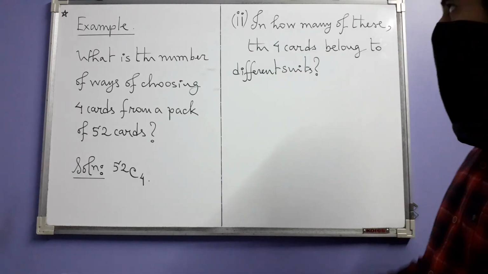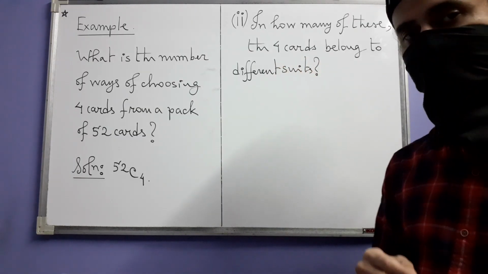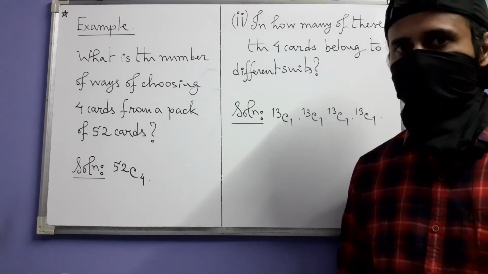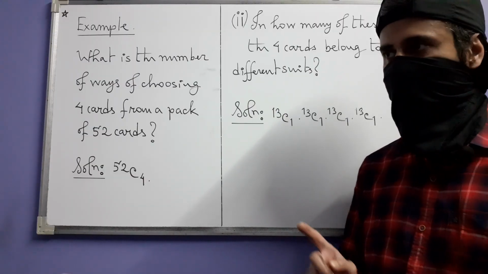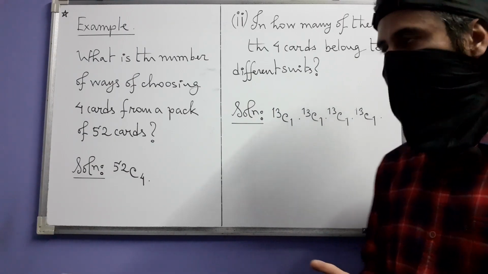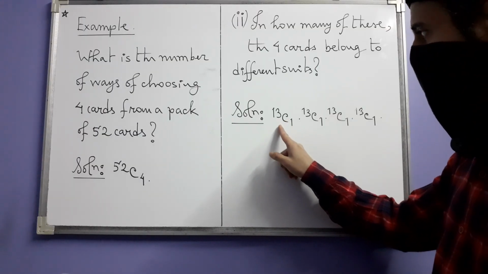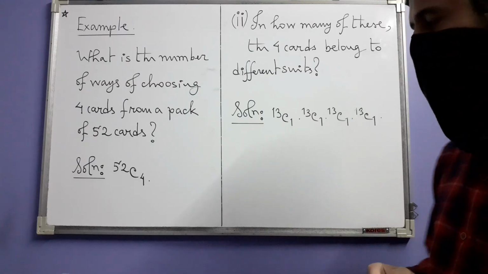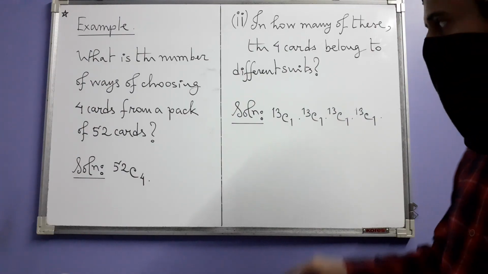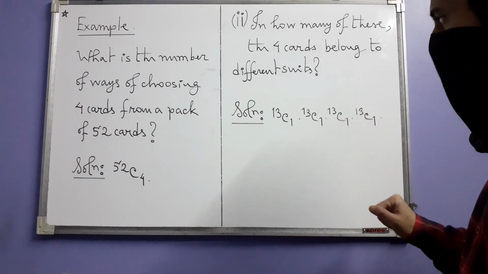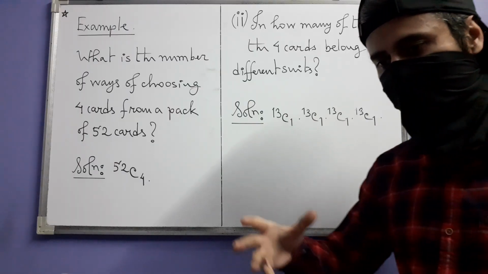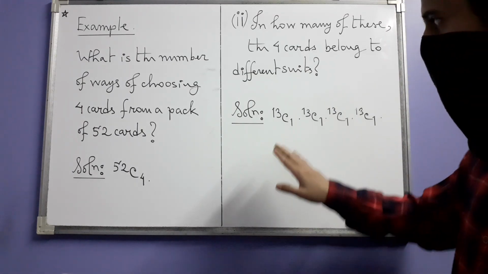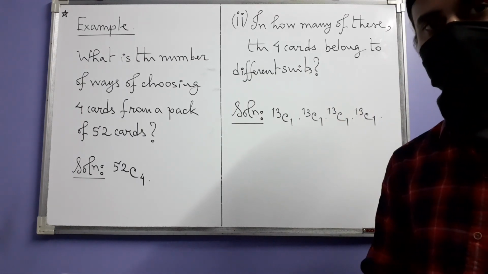Next, part 2. In how many of these the 4 cards belong to different suits? Because we have to choose the 4 cards from different suits, and there are 4 suits, so 1 card has to be chosen from each suit. From a suit, a card can be chosen in 13C1 ways, because there are 13 cards in a given suit. The same with the others. Do you see the difference here? Here we have to multiply, because these 4 ones together will come and make a single choice of the 4 cards. That is why instead of adding, here we are multiplying.